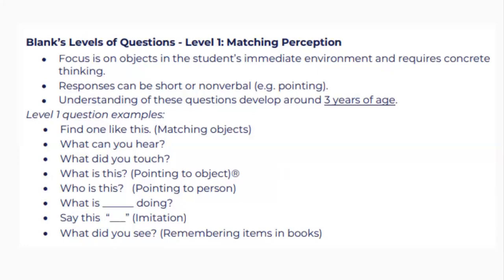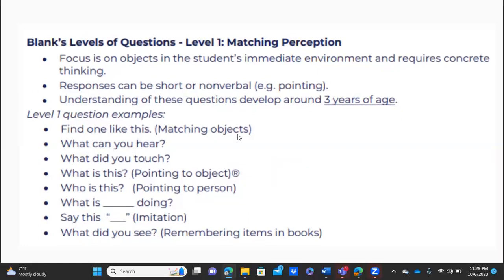So level 1 is called matching perception. And some of these examples are for younger learners, but it's very easy to transfer them to some of our more complex content. It focuses on objects in the student's immediate environment and requires concrete thinking. Responses can be short. They can be verbal or nonverbal, and understanding of these questions develops around 3 years of age. So even for some of our learners who may not be reading or performing on grade level, for example in our middle grades, this is a good place to start.